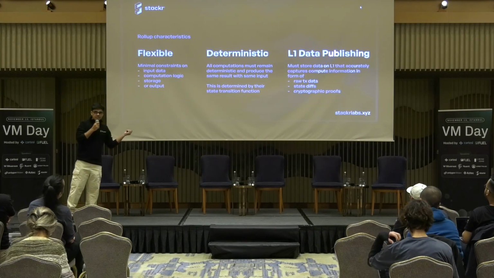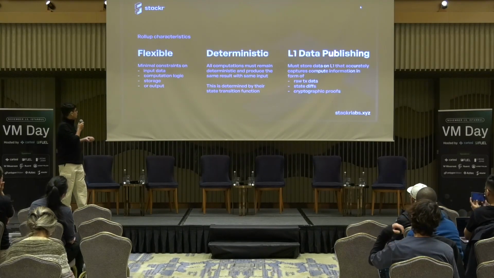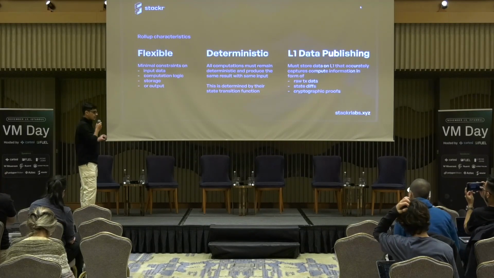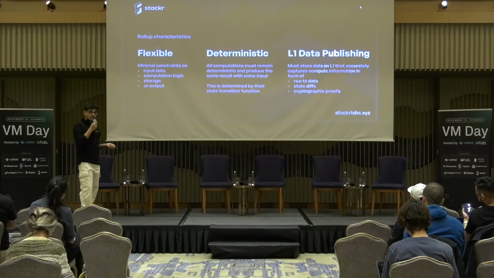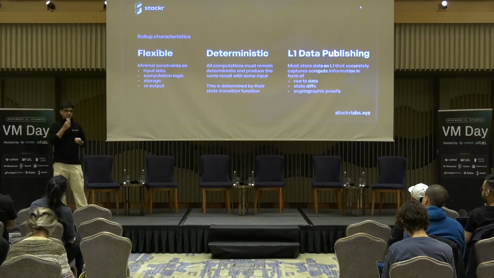So these are some characteristics which every rollup should have. They should be flexible. That means there should not be any constraint on input, output, or the state data. They should be deterministic, that every action should have a deterministic outcome, and they should publish data on L1 so that the computation is verifiable.